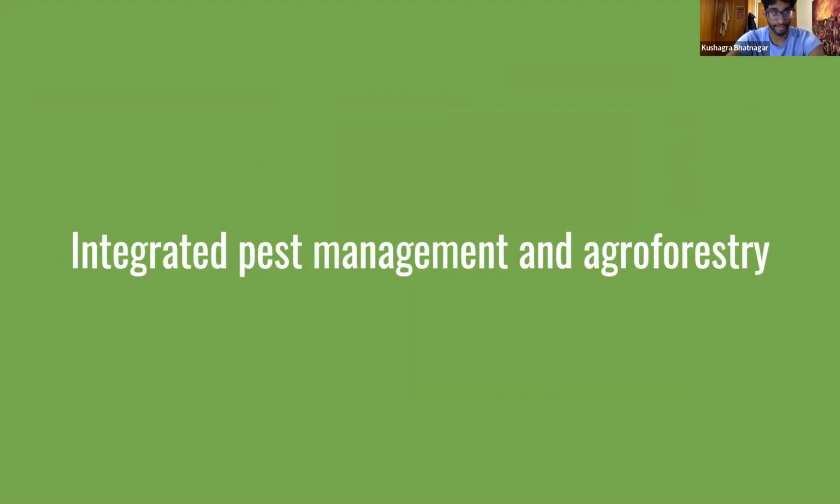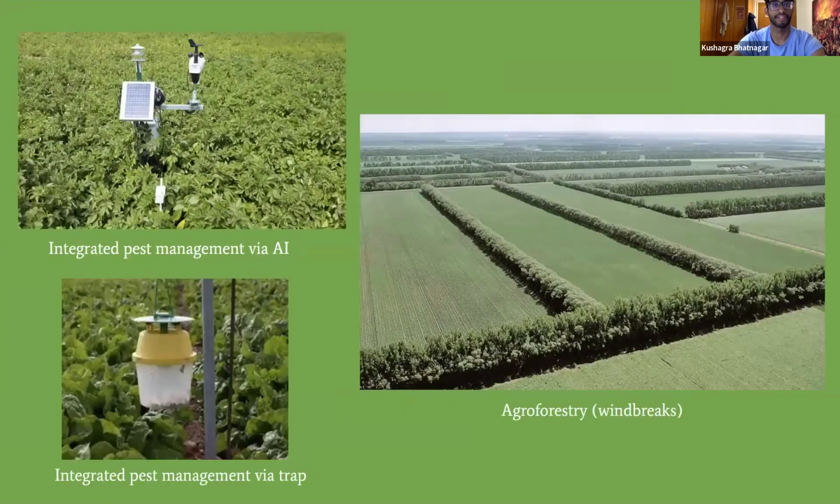Hey everyone, my name is Kush and I'm a pre-vet student, and today I'll be talking about two of the many methods that have been put into action in modern agriculture in order to improve sustainability. These include applying an integrated pest management system and adopting agroforestry practices.